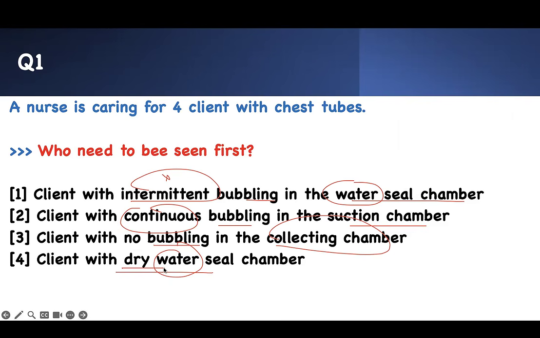A water seal chamber that has intermittent bubbling. Well, there should be water there and there's bubbling, but it's intermittent. I would take intermittent over continuous. A suction chamber, well, look, there's pressure coming. Whatever is going to go there is going to have some continuous bubbling. Collecting chamber is just collecting information. Therefore, if there's no bubbling, I'm not going to worry about it. But if you're a water seal chamber, there should be some water there. And therefore, I'm picking number 4.